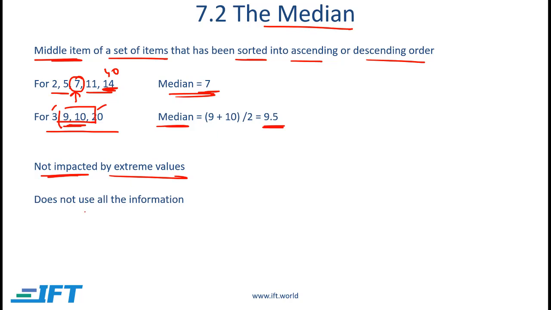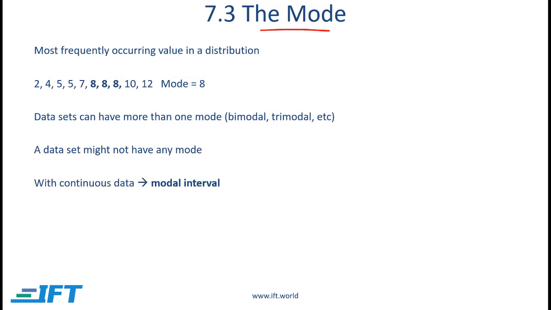On the other hand, the issue with the median is that it does not use all the information. So whether these numbers are 11 and 40 or 110 and 140, these numbers, and more specifically these high values, are not impacting the median. So this is a disadvantage in that all the information that we have in these numbers is not being used to calculate the median. The mode is the most frequently occurring value in a distribution.